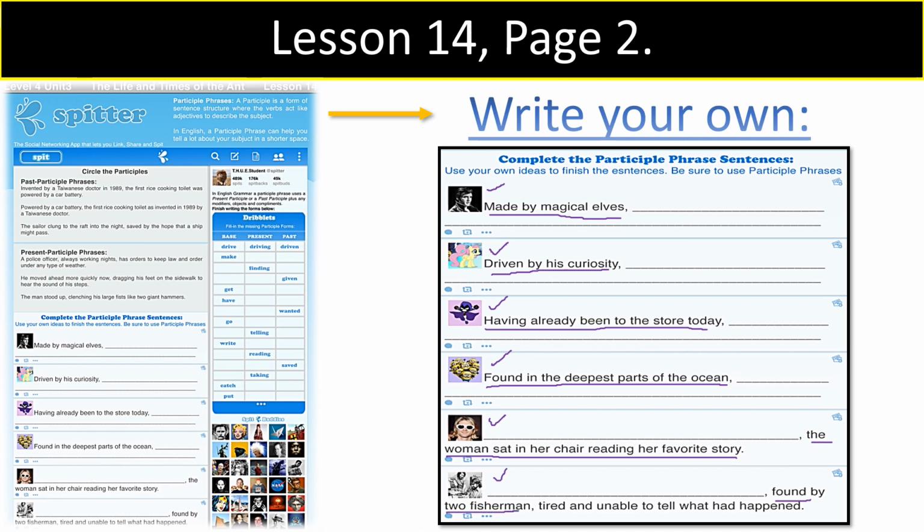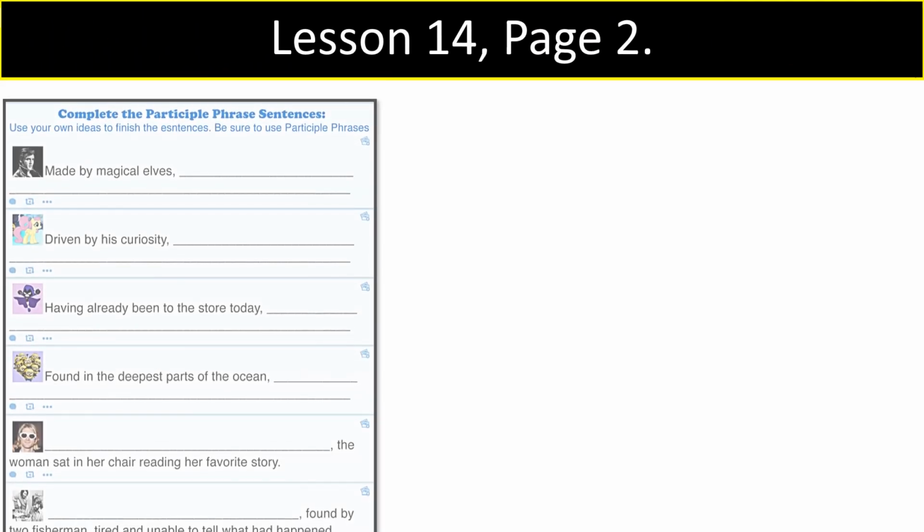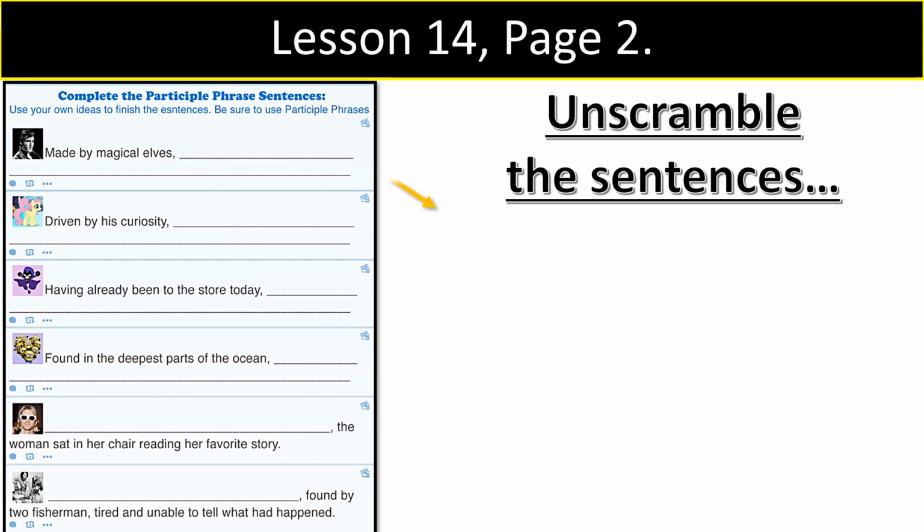I want you guys to help me add in the word was, W-A-S. Was tired and unable to tell what had happened. So you guys see all these words. What you need to do now is unscramble, and you need to write the answer on the line after the introductory phrase. So what does that mean? Let's have a look. Unscramble the sentences.